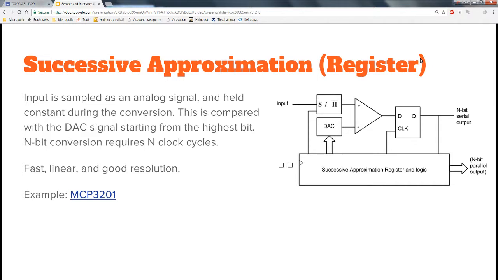So sigma delta: low precision, high resolution, and the speed can be compromised with the resolution. Resolution is basically inversely proportional to the speed.